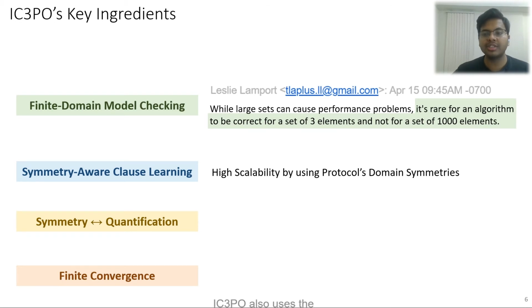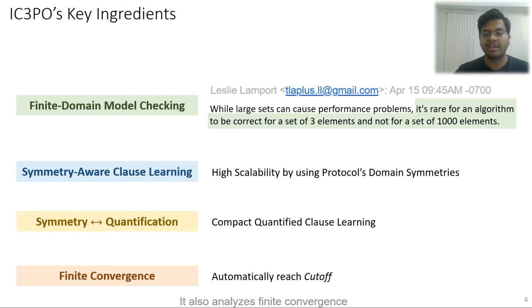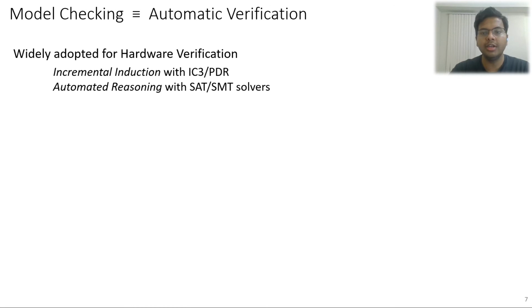IC3PO also uses the protocol's inherent symmetries to perform scalable verification through symmetry-aware clause learning. And it relates these protocol symmetries with quantification to learn compact quantified clauses. It also analyzes finite convergence to check whether we have reached the cutoff size. That is, have we considered all behaviors of the protocol? We will talk about each of these concepts in detail. But first, let's cover the basics.